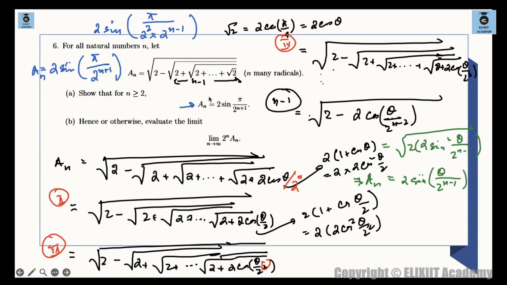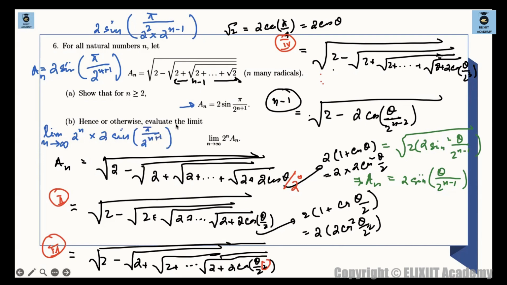Now the second part of the question is simply asking you to calculate this limit. So limit n tends to infinity. This is easy. Second part of the question is quite easy. Limit n tends to infinity, 2 to the power of n multiplied by an. So an means basically 2 times sine of pi upon 2 to the power of n plus 1.